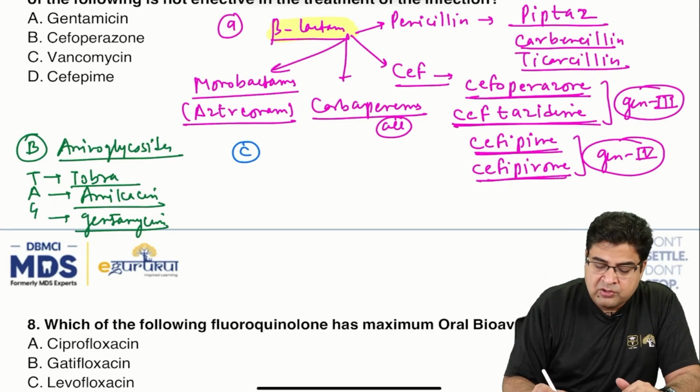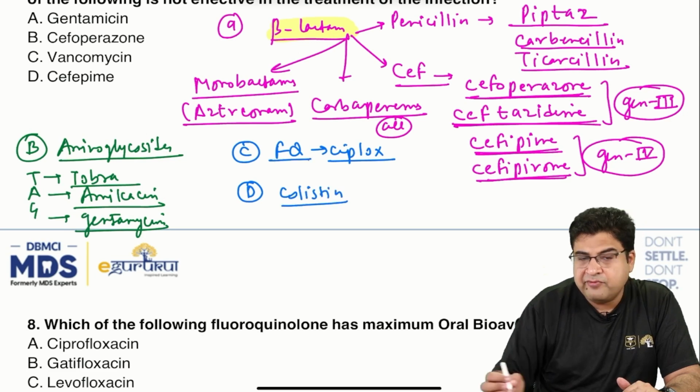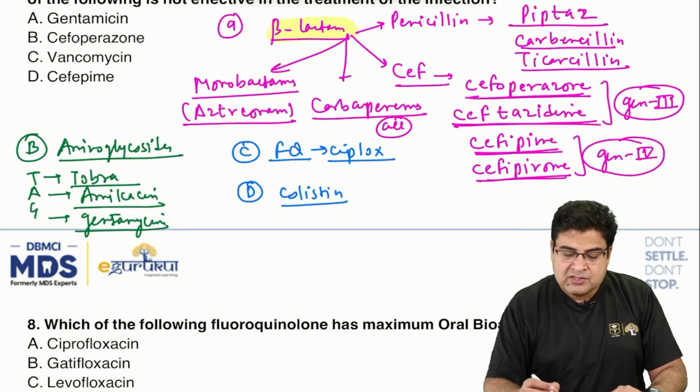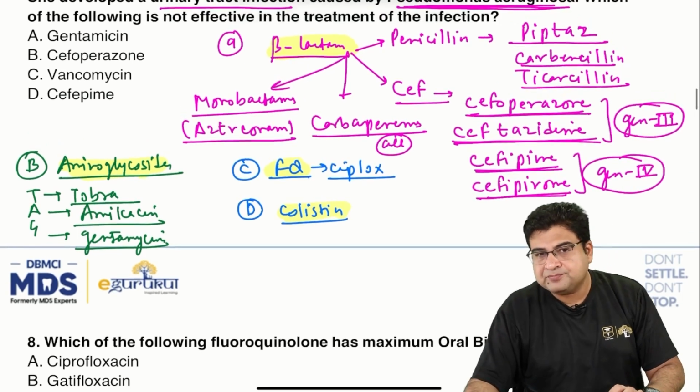Number 3, we can also use fluoroquinolone. So which fluoroquinolone? Answer is ciprofloxacin, and we have a medicine colistin. So these are the total 4 groups of medicines that you should know for your exam. The medicines which are useful for Pseudomonas: beta-lactams, aminoglycosides, fluoroquinolones, and colistin.